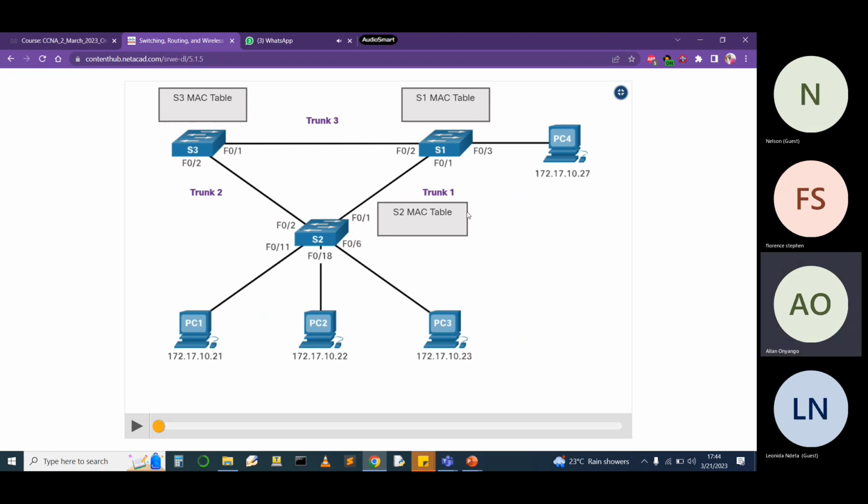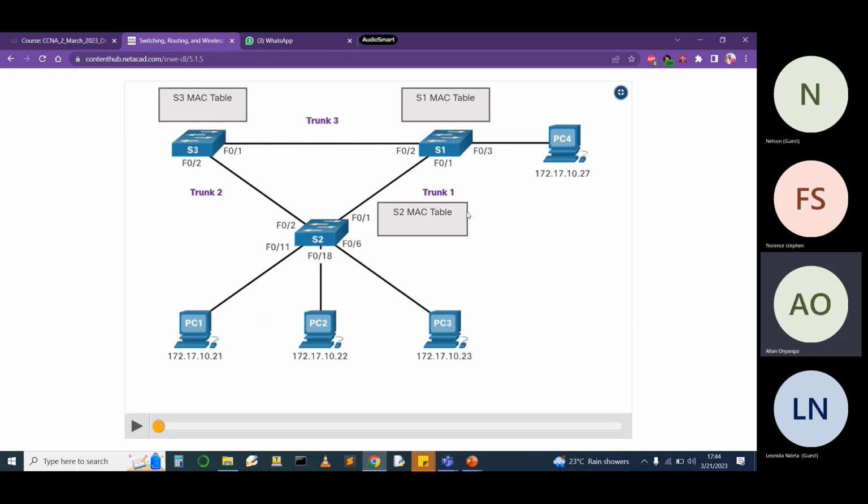First and foremost, I want you to note that we have 3 switches in this network: switch S1, switch S2, and switch S3, right? We all know that a switch has a special type of table called a MAC address table, all right? And the MAC address table, we have been learning many times, is a very important part of the switch, because the switch relies on it to do so many things.